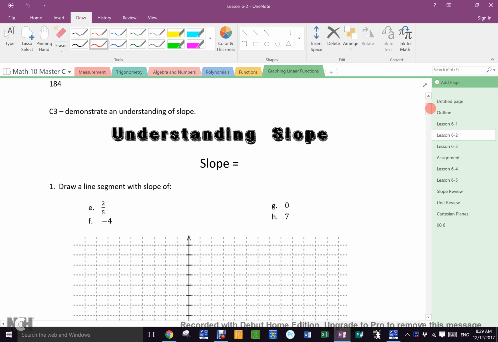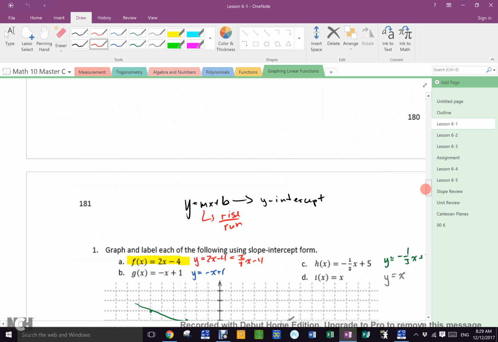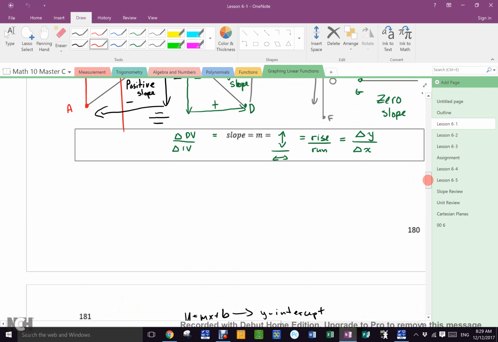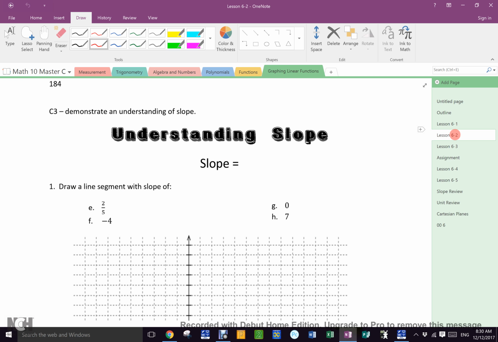Understanding slope. What is the easiest way that you can think of to explain slope to me? Pardon me? You don't know. Okay. If only you had a bunch of notes from a couple of days ago explaining slope. Once again, can anybody explain slope to me?